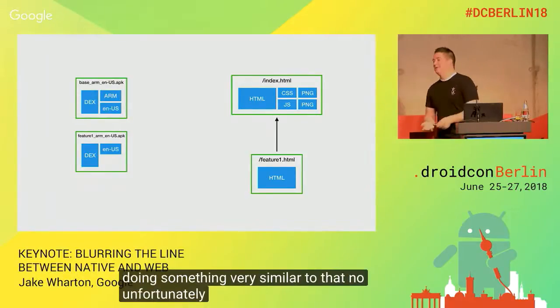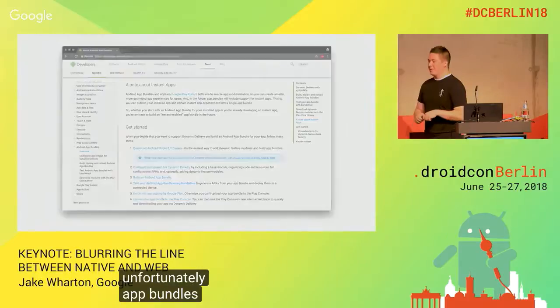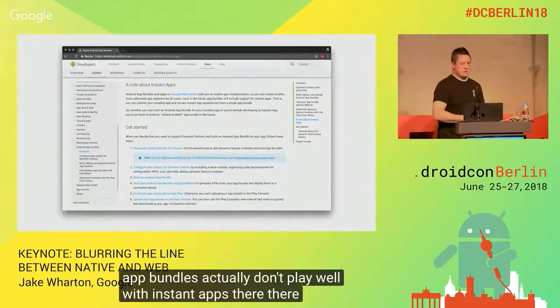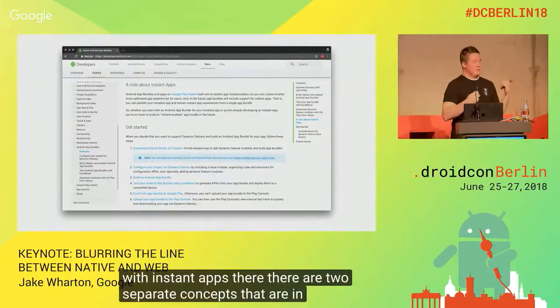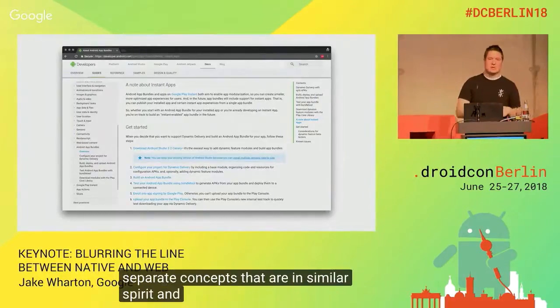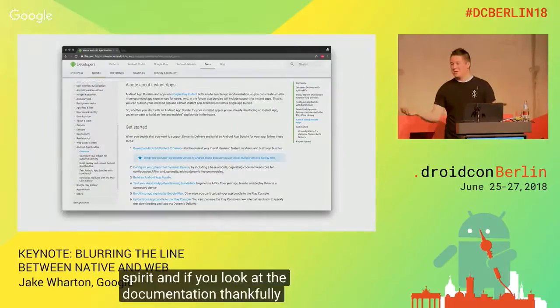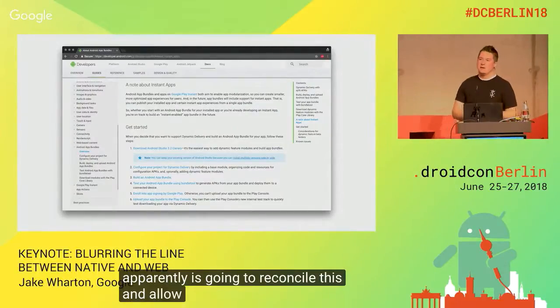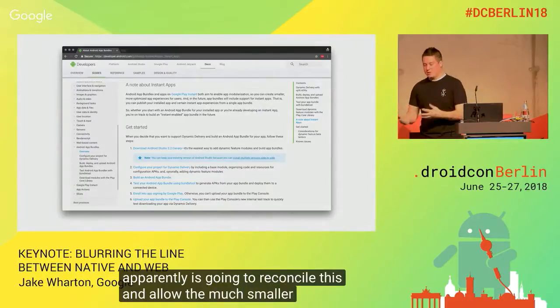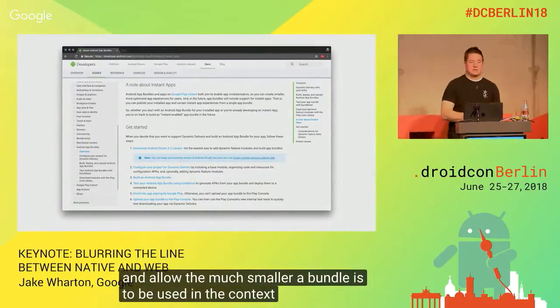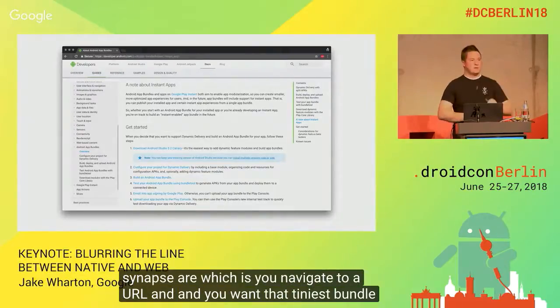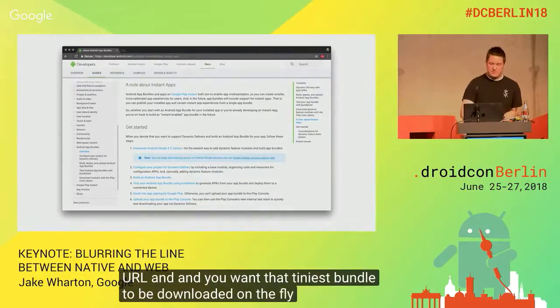Now, unfortunately, app bundles actually don't play well with instant apps. They're two separate concepts that are in similar spirit. And if you look at the documentation, thankfully, the team apparently is going to reconcile this and allow the much smaller app bundles to be used in the context that instant apps are, which is you navigate to a URL and you want that tiniest bundle to be downloaded on the fly.